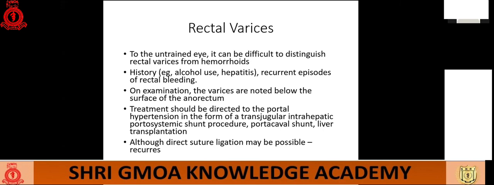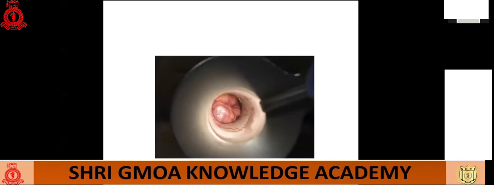The treatment for rectal varices is reduction of portal hypertension, in the form of transjugular intrahepatic portosystemic shunts or portocaval shunts. The best treatment is liver transplantation. But in case of bleeding, we can do a direct suture ligation in some instances. So this is a picture of rectal varices. It's difficult to identify from a hemorrhoid.